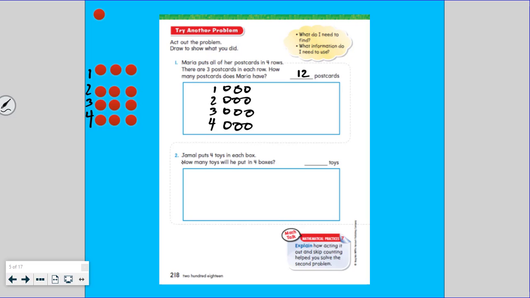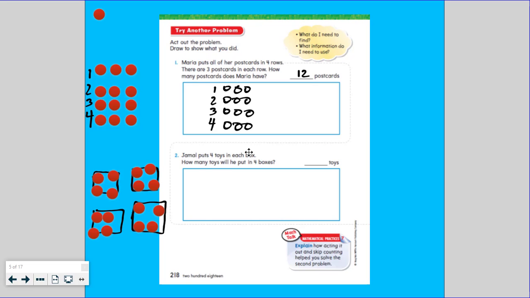All right, number 2. Okay, so same thing. You're going to pause your video and act it out with your counters, and then we'll come back and check it together. So Jamal puts 4 toys in each box. How many toys will he put in 4 boxes? So it might help to draw some boxes on your whiteboard and put counters in the boxes. Okay? All right, I'll see you shortly.